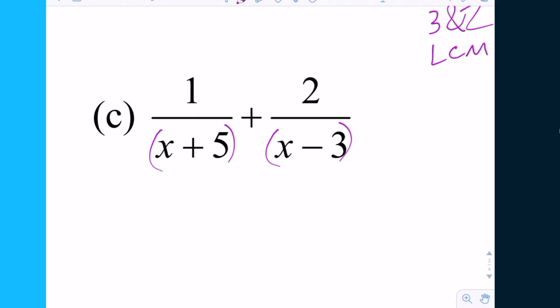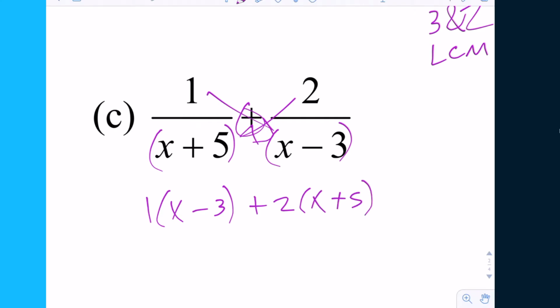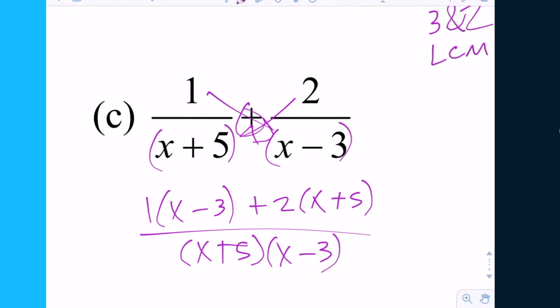So what you could do properly is multiply this one by x plus 5 over x plus 5, right? That would be the correct way to show your work. And the other one by x minus 3 over x minus 3. But the crisscross applesauce method works really great here. Watch this. 1 times the quantity x minus 3, take the middle sign, plus 2 times the quantity x plus 5, all over their product, x plus 5 times x minus 3.